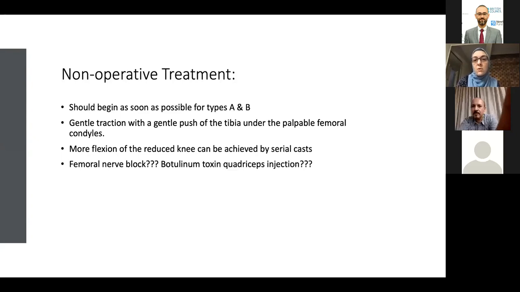Authors speak of femoral nerve block to relax the quadriceps muscle to allow that procedure to occur. Some inject botulinum toxin into the quadriceps muscle. I haven't used any of these, and I'd like to know if you have any experience with these modalities. Applying splint after you've achieved full reduction for types A and B is something I haven't seen much because they are really very stable after you reduce them. But maybe because some cases do recur, do redislocate, some authors also recommend the use of a splint to prevent redislocation.